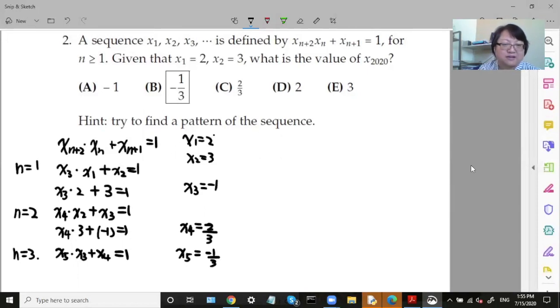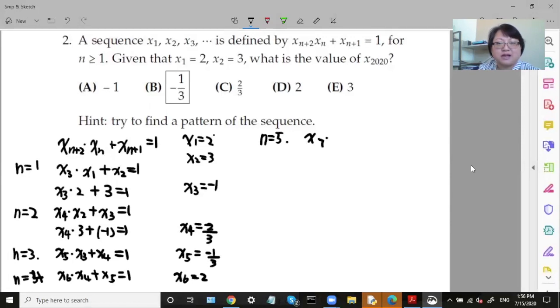We still do not see the pattern, right? So we have to try a few more. So n equals 4, and we have x6 times (x4 plus x5) equals 1. So x6 equals 2. Let's try one more, n equals 5. So we have x7 times (x5 plus x6) equals 1. This time, x7 equals 3.